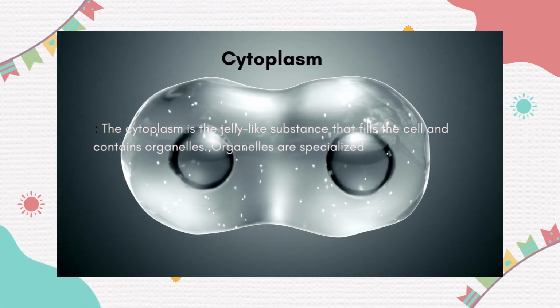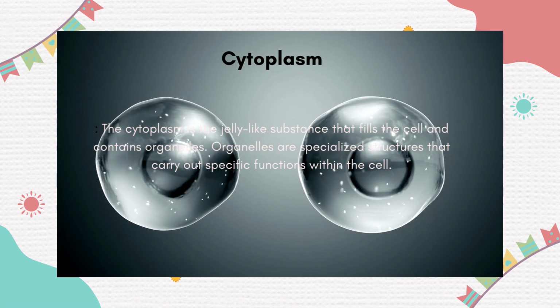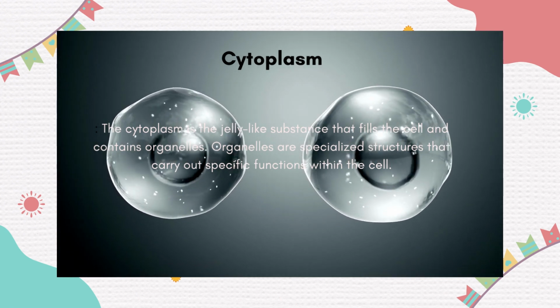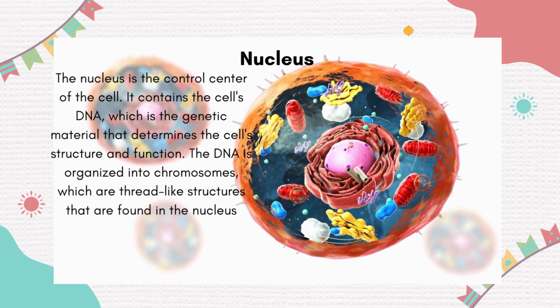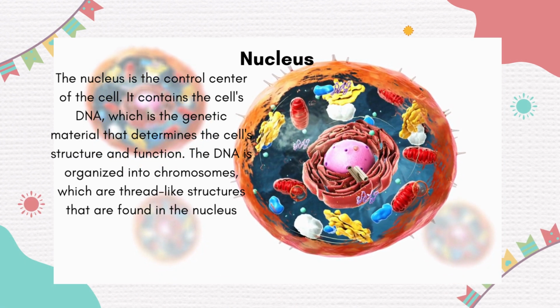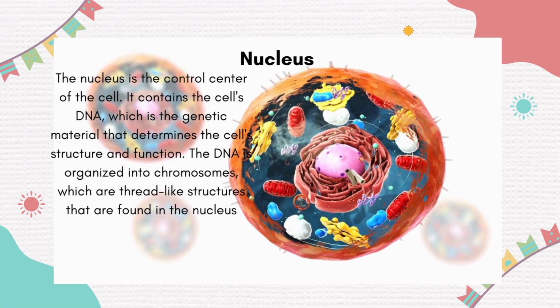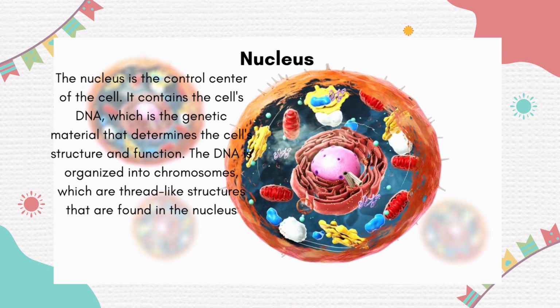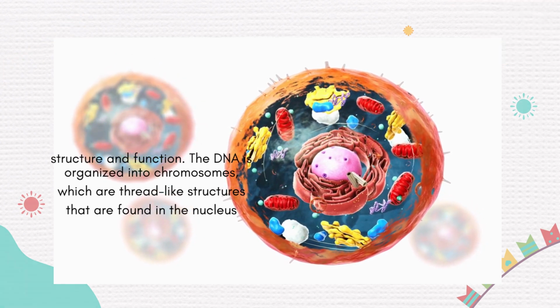Cytoplasm. The cytoplasm is the jelly-like substance that fills the cell and contains organelles. Organelles are specialized structures that carry out specific functions within the cell. Nucleus. The nucleus is the control center of the cell. It contains the cell's DNA, which is the genetic material that determines the cell's structure and function. The DNA is organized into chromosomes, which are thread-like structures that are found in the nucleus.